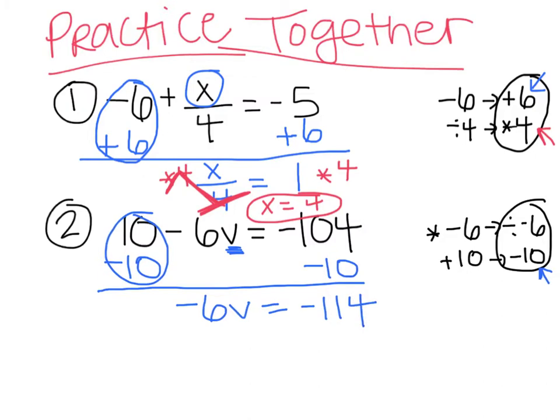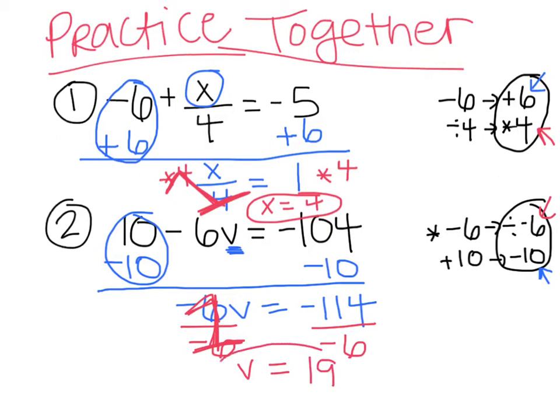All right, second step now is to divide by -6. Now I'm going to do that to the variable and the solution. And -6 divided by -6, that gives me 1. So I'm left with 1v equals, and then -114 divided by -6 is going to be +19. So that is my answer.